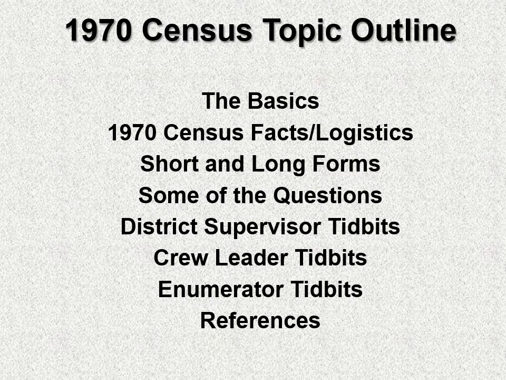So here is a topic outline that I intend to accomplish. Talk a little bit about the basics of census research, 1970 census facts and logistics. We'll talk about the short and long forms, where the long form is a sampling form, some of the questions, and then we'll look at some of the workers that were involved in that enumeration, and I'll show you some references at the end.